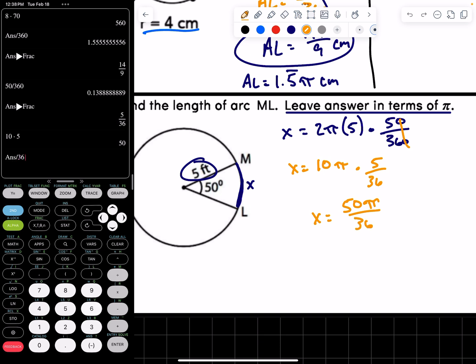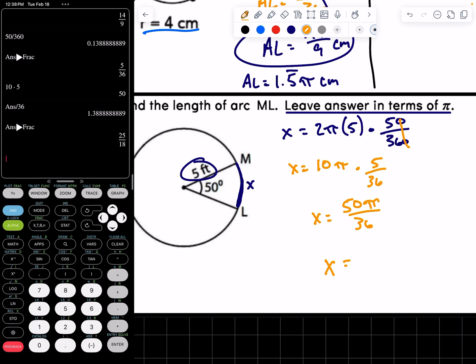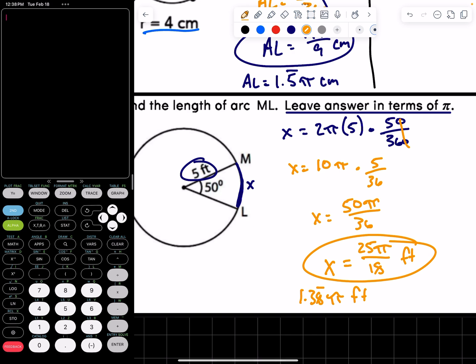We'll do 50 divided by 36, math frac, and that will simplify down to 25 pi over 18 feet. And technically, if you wanted to leave it as the decimal, 1.38 with that 8 repeating pi feet. Okay, I'd prefer to see it as the one that's circled, but do what works best for you.